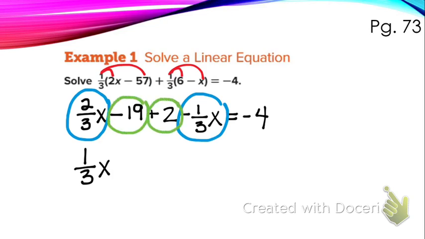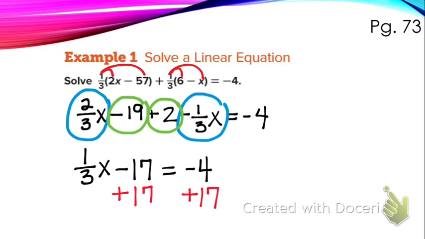And now let's combine our numbers. -19 and +2. What do you get when you add those together? -17. That equals -4. All right. So what's the next step? How do you get rid of that -17? Add it. So that's the addition property. If you're adding to both sides, it's still equal.